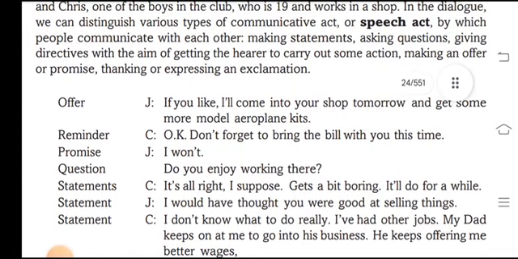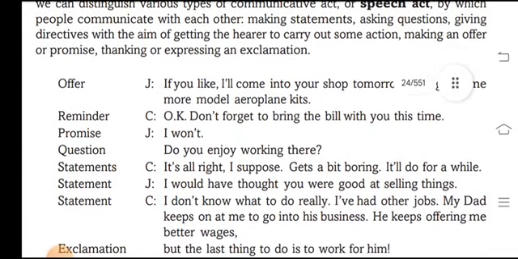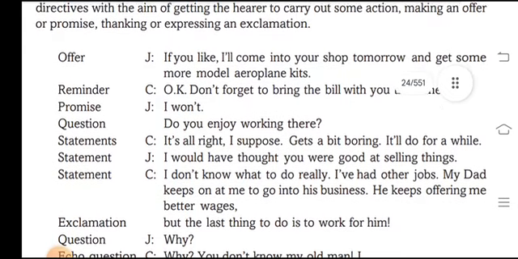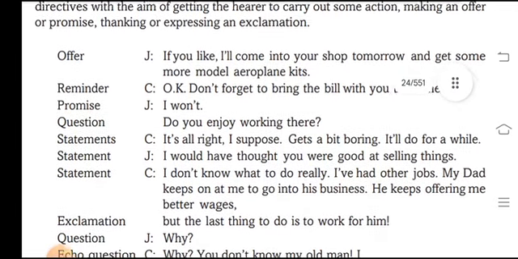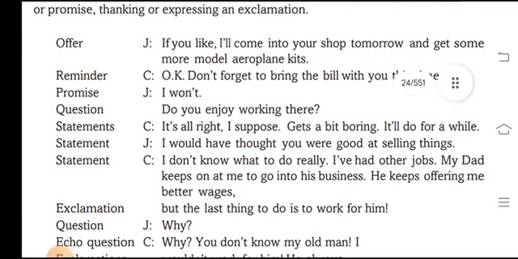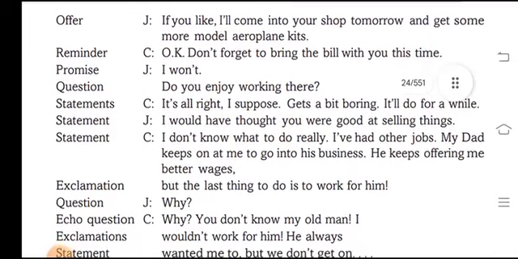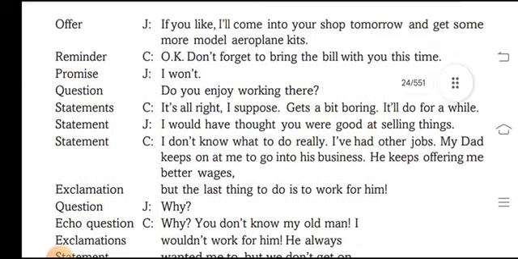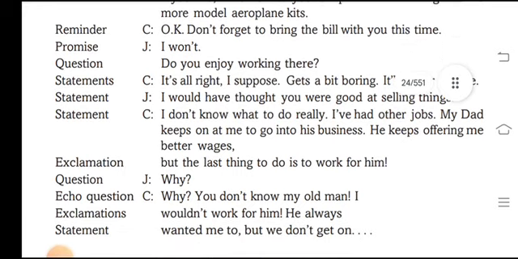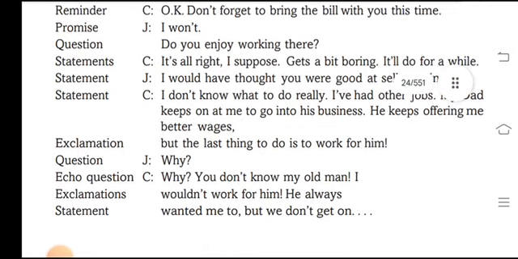Speech acts are those by which people communicate with each other: making statements, asking questions, giving directives with the aim of getting the hearer to carry out some action, making offers or promises, and expressions and exclamations. Offer: If you like, I'll come into your shop tomorrow and get some more model aeroplane kits. Reminder: Okay, don't forget to bring the bills with you this time. Promise: I won't.